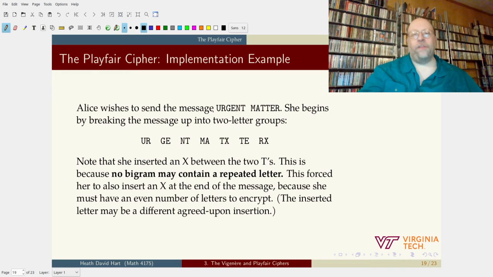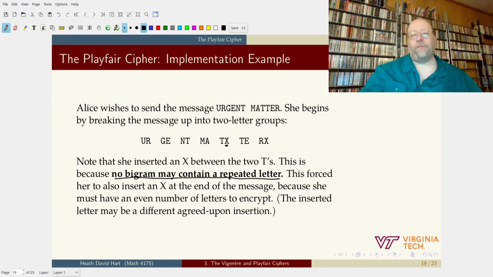Alice wants to send the message "urgent matter." She begins this by breaking it up into 2-letter groups: UR, GE, NT, MA. If I see a double letter, I have to separate the double letter. I can't have the same letter show up twice in our bigram. And so I'm just sticking an X in there to separate out the 2 T's. No bigram may contain a repeated letter.